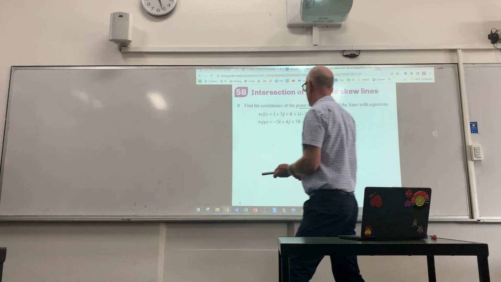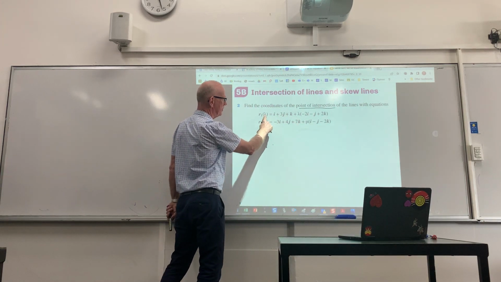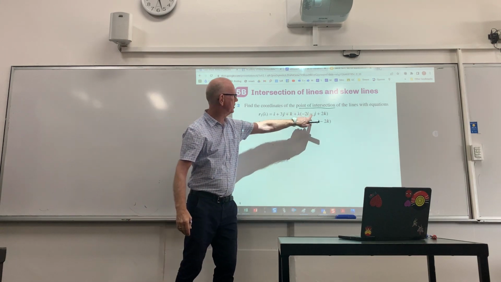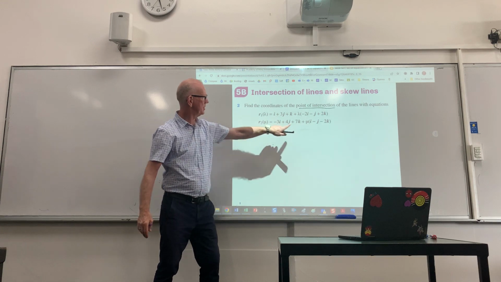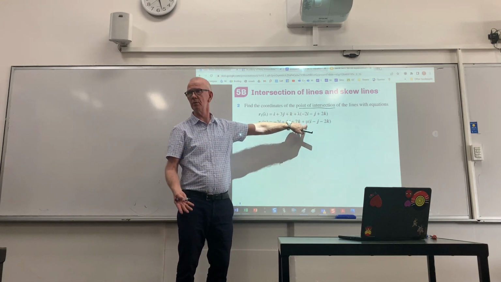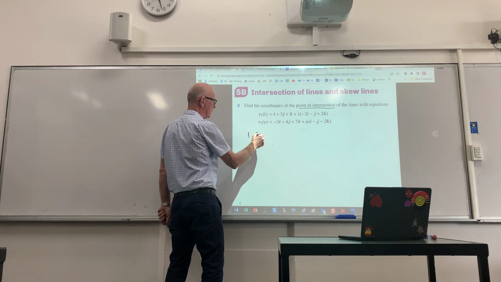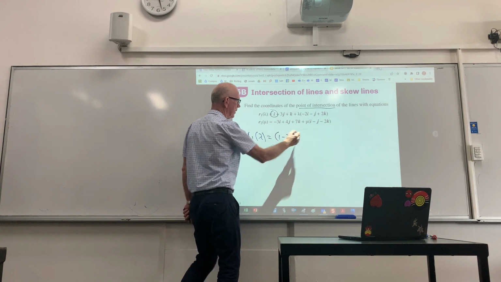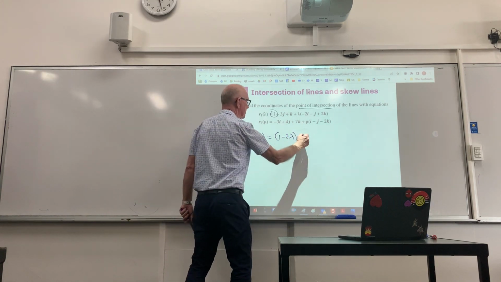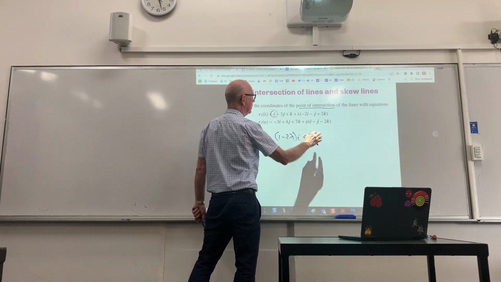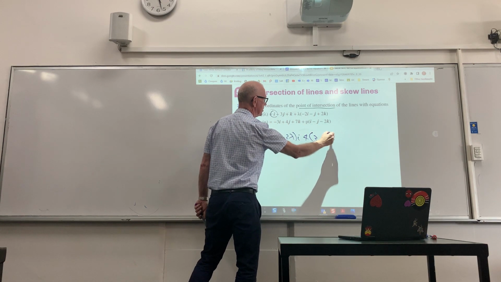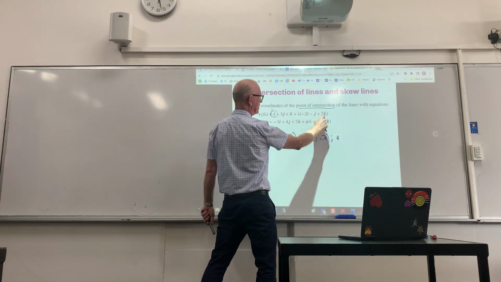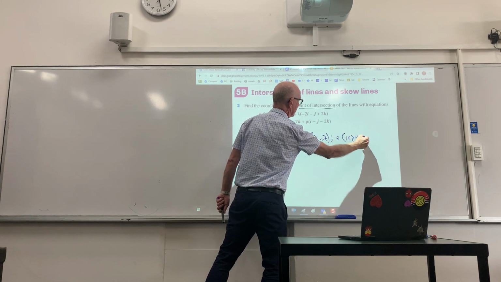Points of intersection. Okay. So R1 has some lambda, where lambda is the proportion along D1, and mu is the proportion along D2. So R1 with respect to lambda should equal 1 minus 2 lambda in the I, plus 3 minus lambda in the J, plus 1 plus 2 lambda in the K.